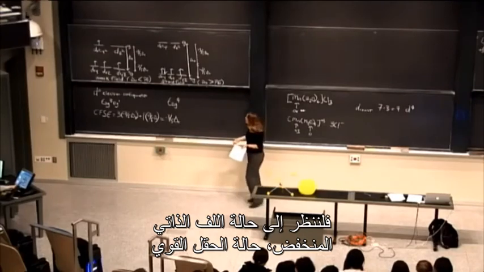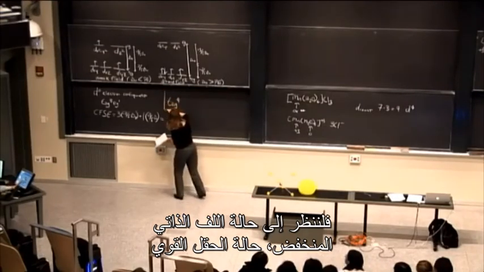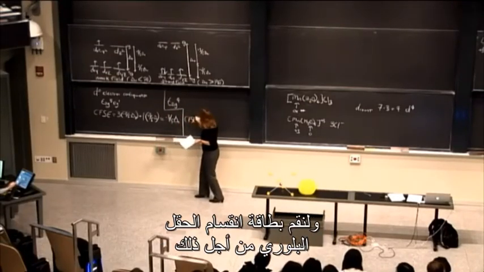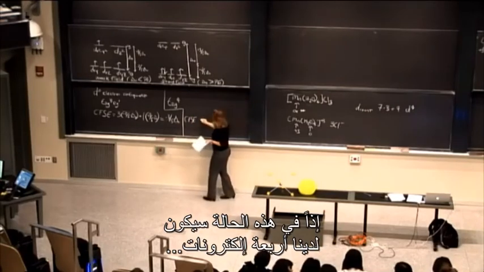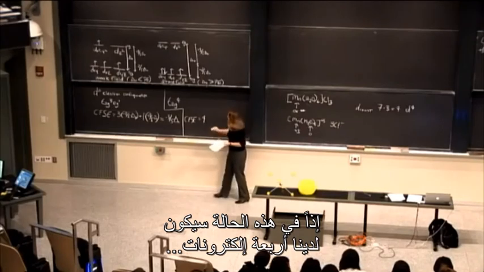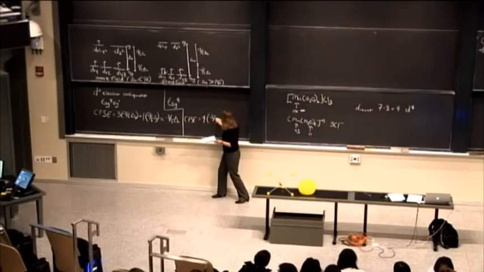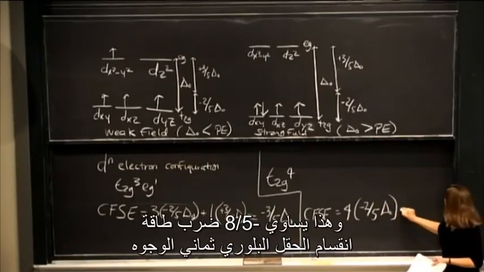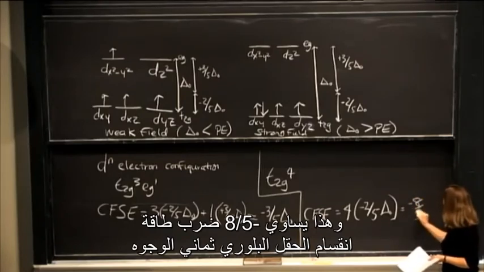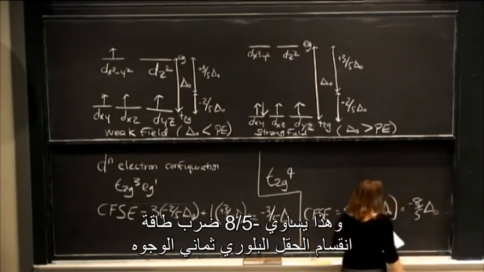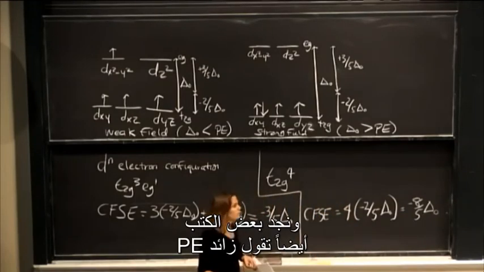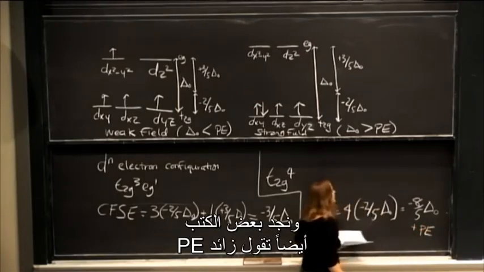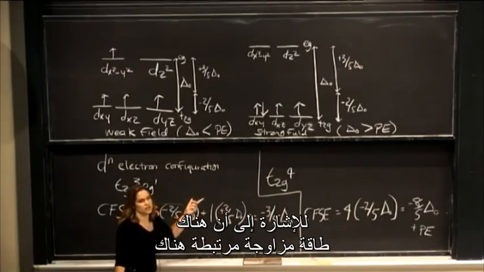Let's look at the low spin case, the strong field case, and do our crystal field stabilization energy for that. So in this case, we're going to have 4 electrons times minus 2/5 times the octahedral crystal field splitting energy. And so that's equal to minus 8/5 times the octahedral crystal field splitting energy. And some books will also indicate, and they'll say plus PE to indicate that there's pairing energy that's associated there.